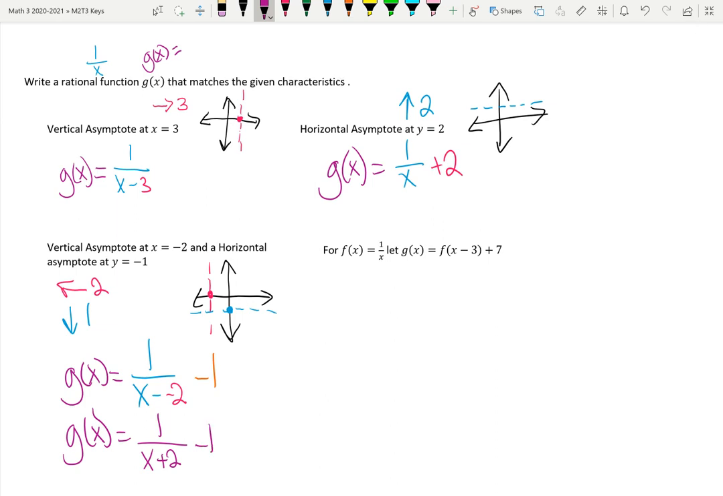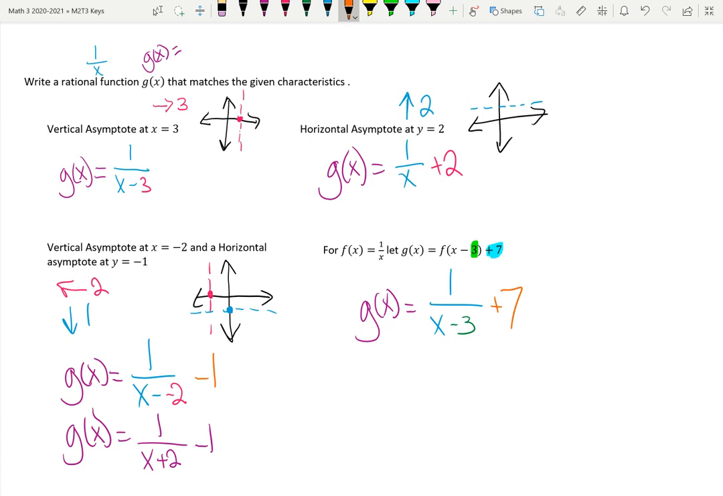Okay, for this final one, I'm giving it to you in function notation, and I want it as a regular old equation. So g of x is going to be equal to the base of 1 over x. This right here is going to communicate that it is going to the right 3. Only look at that 3. Going to the right 3. Now, this next point is going to communicate up 7. So like so.